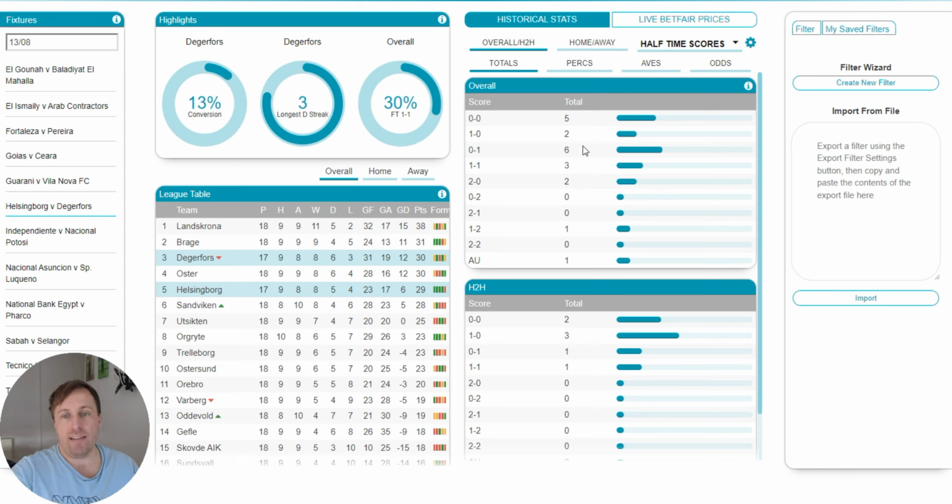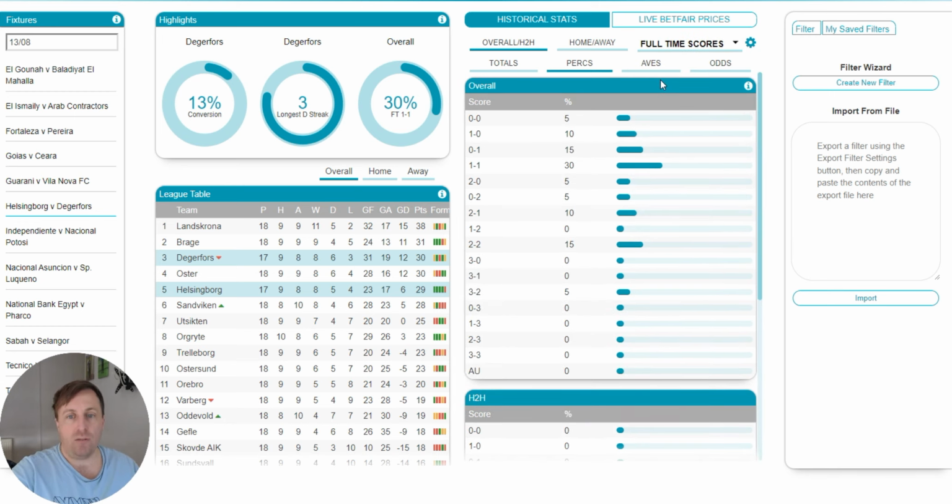Okay, now we can see that quite often they've had 0-0 at halftime. We can see that they've had 0-1 quite a lot at halftime. When we get into percentages, it's actually clearer to look at. So 25% of the time it's been 0-0. 30% it's been 0-1. Okay, that's interesting.